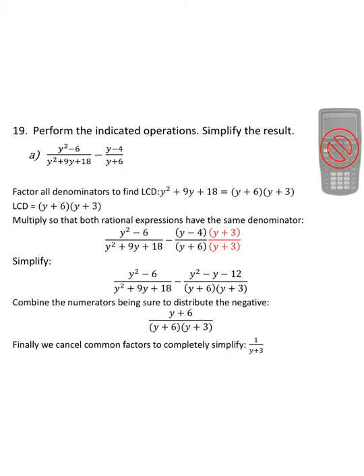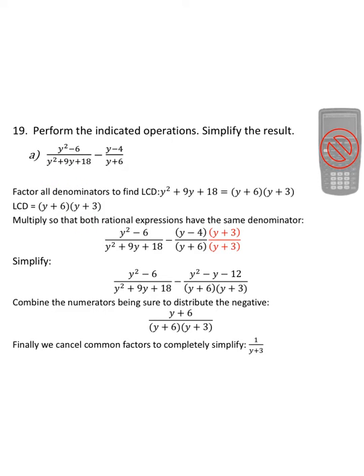In order to find the least common denominator, I'm going to factor all of my denominators. Y squared plus 9y plus 18. I'm looking for two things that multiply to be 18. Because that's a positive, they have the same sign. This tells us the sign is positive. Multiply to be 18, add to be 9. That's going to be y plus 6 times y plus 3. The second denominator is just y plus 6. Nothing to factor, so my LCD happens to be y plus 6 times y plus 3.